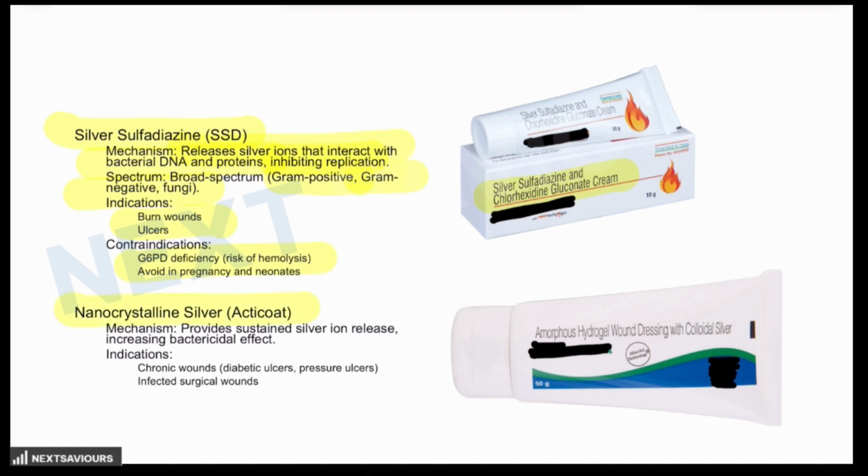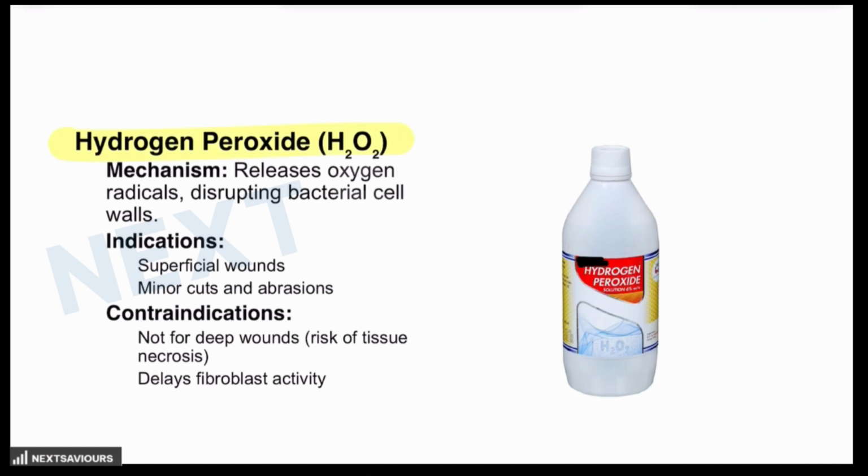So another is nanocrystalline silver, which provides a sustained silver ion release, increasing the bactericidal effects. And the indication is again the same, that is chronic wounds, which could be diabetic ulcer, pressure ulcer, or infected surgical wounds. These are the other options. The third one in this category is hydrogen peroxide. You know how it releases nascent oxygen radicals, thereby disrupting the bacterial cell wall. So it is bactericidal again.